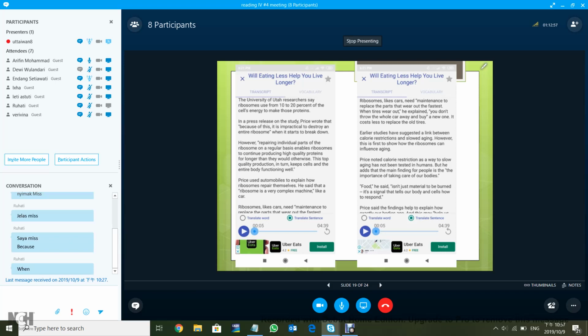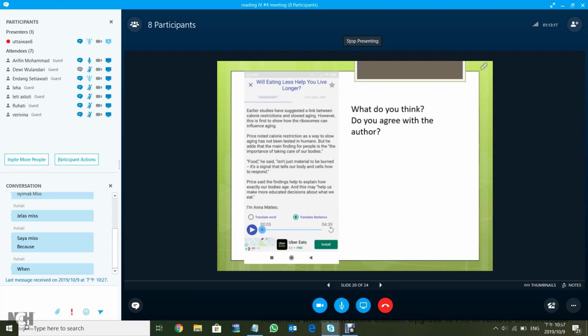Dia mengatakan makanan. Tanda. Next. Oh yeah, ya harusnya ini. Price said the finding helped to explain how exactly our bodies age. Sorry. Harusnya ini food he said, saya screenshotnya yang salah. Iya, benar.